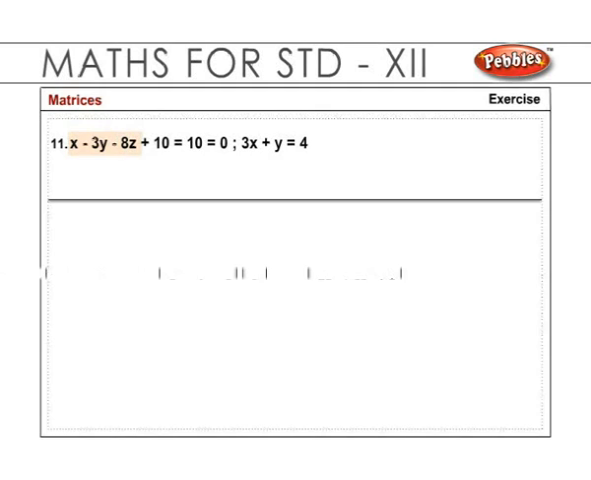x minus 3y minus 8z plus 10 is equal to 10. That is equal to 0. 3x plus y is equal to 4.